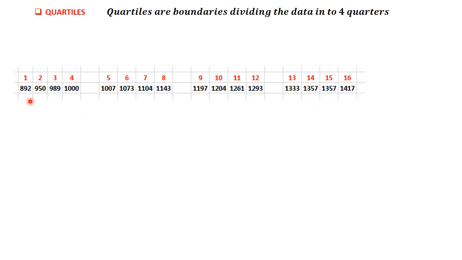There was a town which had 802 people. There's another one which had 950 people. Another one, the 4th town, had 1,000 people only. The 8th town had 1,143. The 12th had 1,293. They are arranged in ascending order until the last town, which had a population of 1,417. So we have 4 boundaries which divide the data into 4 quarters.